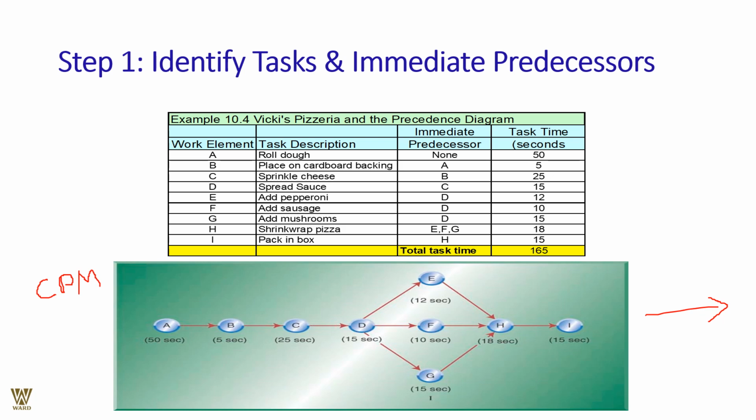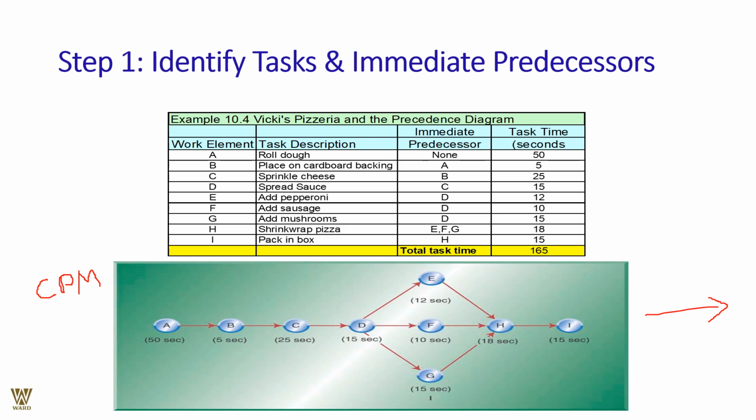If you have followed my other videos, we have been talking about the pizza example. Task A is all about rolling out the dough. Probably there is no predecessor; we start at this point. This takes 50 seconds. Then placing the cardboard backing, which is 5 seconds. Sprinkling cheese. Probably having the sauce spread around it.